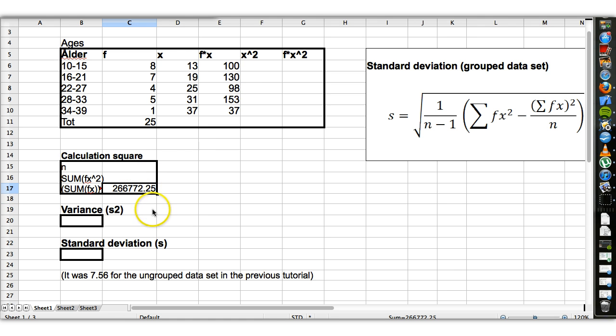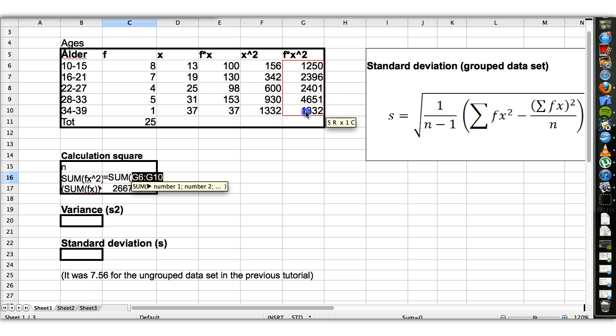So we get a number there, and that's excellent. Now we can start calculating this part of the formula, which is the sum of x raised by 2 multiplied by the frequencies. So first we're going to have to raise all the class centers by 2. Get to work on doing that, and then we're going to multiply them by f. So we write equal to our frequencies multiplied by class centers raised by 2, and as before we can just pull it down all the way there. We want the sum of these for our entire data set, so I'm going to go into my calculation square and write equal to sum, and I'm going to sum all of these numbers here.